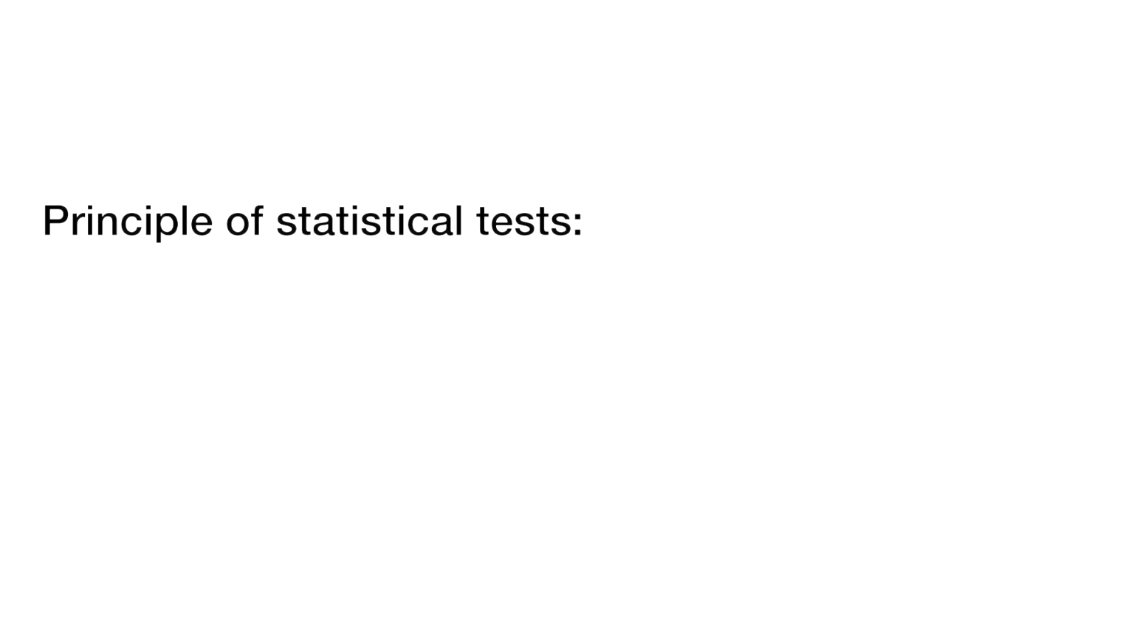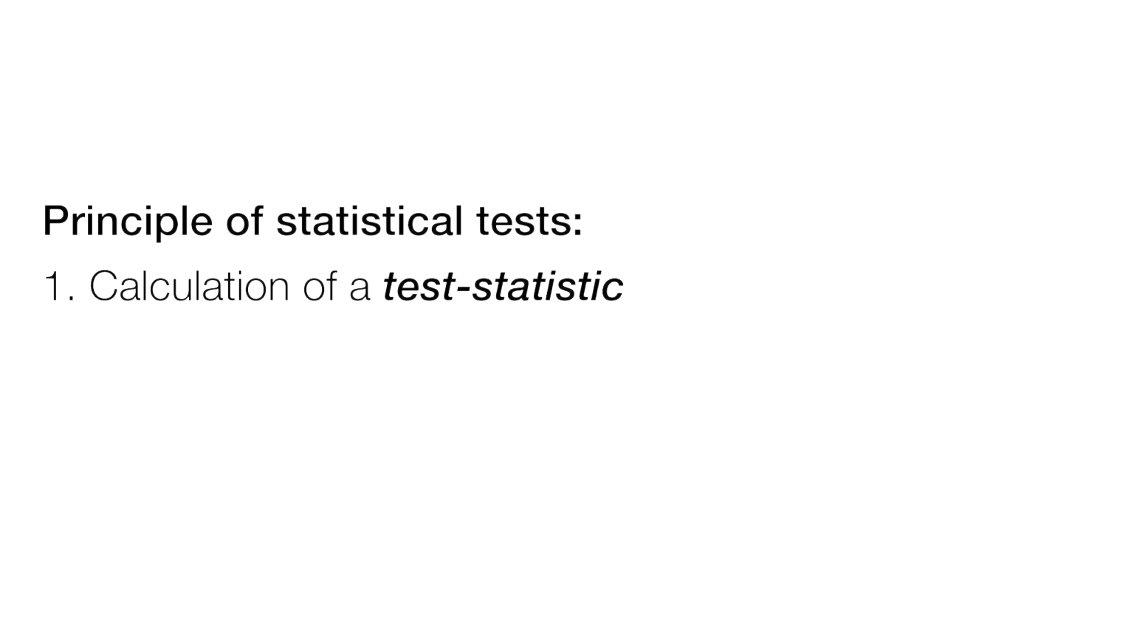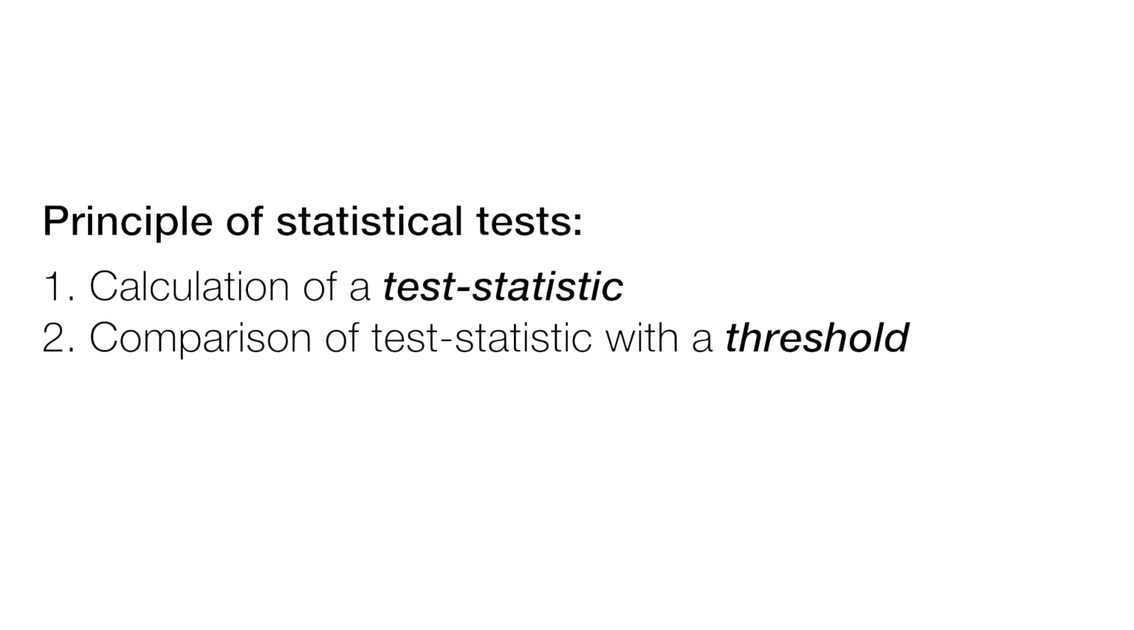So this is the relatively simple principle of statistical tests. We first calculate the test statistic, and then we compare this value with the threshold of the distribution of the test statistic. This distribution describes all values of the test statistic when there is no difference between samples. For two-sided tests, we use two thresholds instead of one.